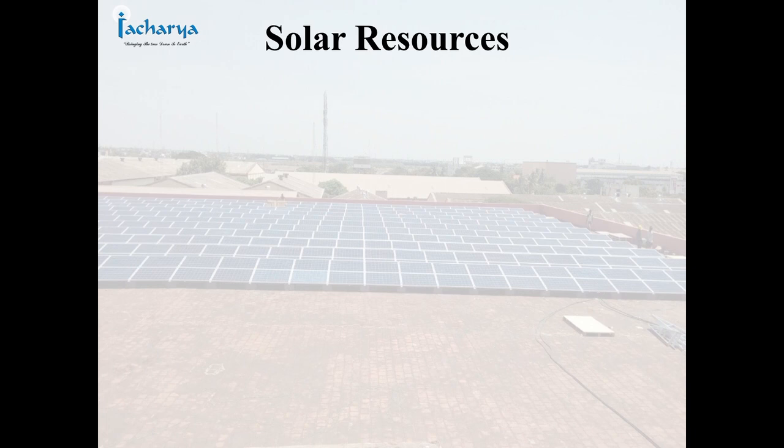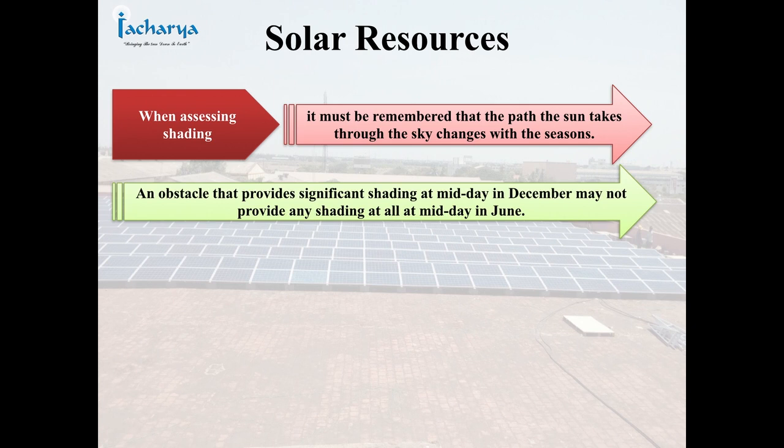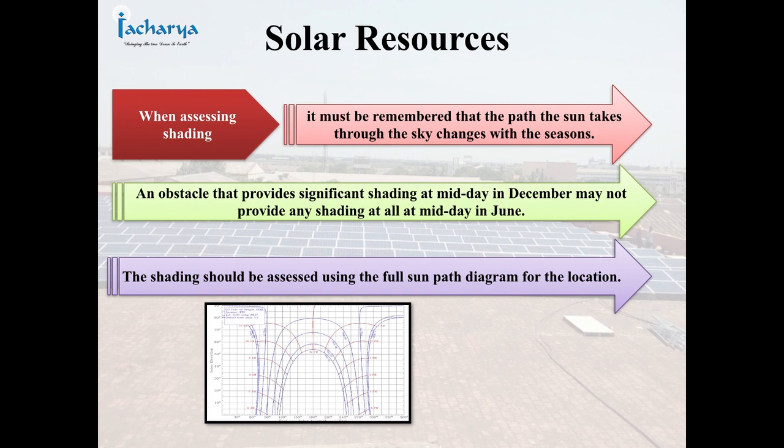Solar resources. When assessing the shading, it must be remembered that the path the sun takes through the sky changes with seasons. An obstacle that provides significant shading at midday in December may not provide any shading at all at midday in June. The shading should be assessed using the full sun path diagram for the location.